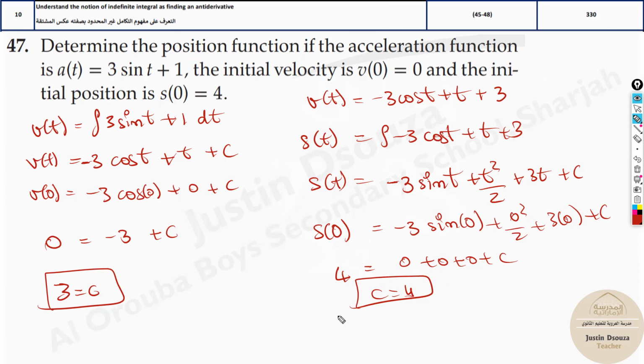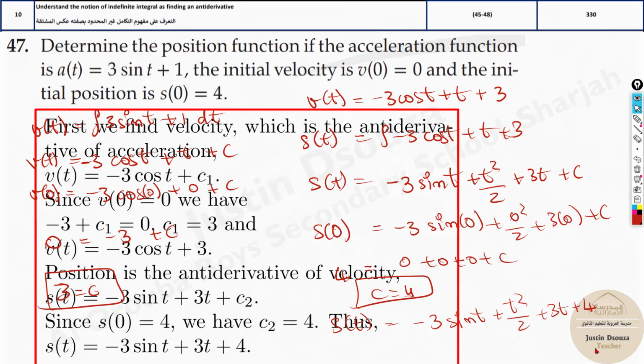Now substitute back in the position function. S of t is equal to minus 3 sine t plus t squared by 2 plus 3t plus 4. This is the final answer. This is the position function. And that's how we solve it. Here the entire solutions are worked out as well.